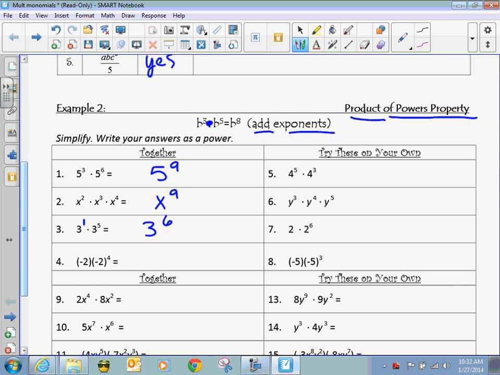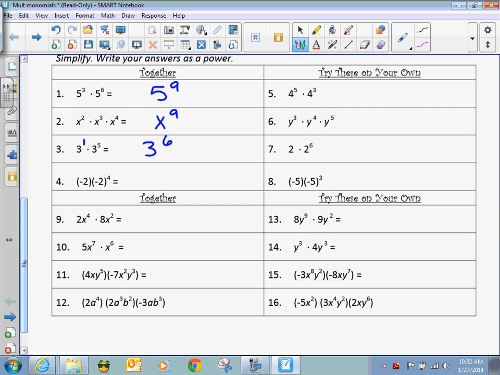For number 4, -2 times -2 to the 4th. Again, I need to understand that there's an exponent of 1 there beside -2. So it's going to be -2 to the 5th.